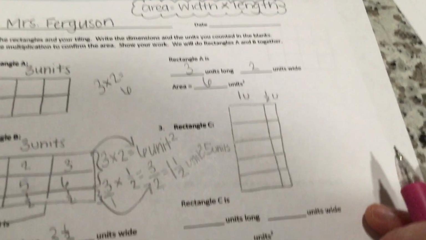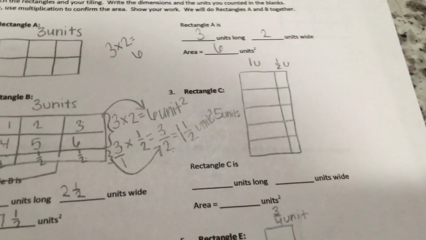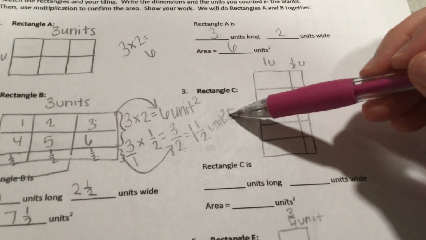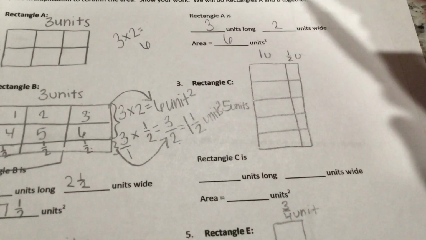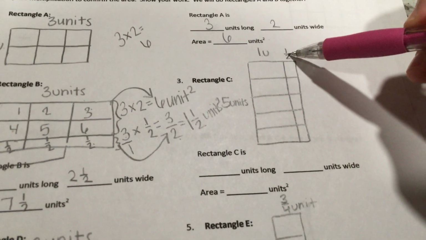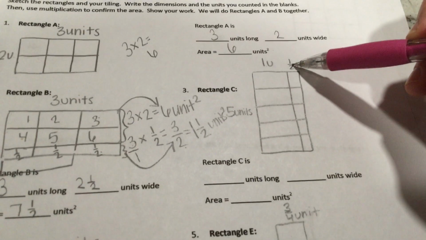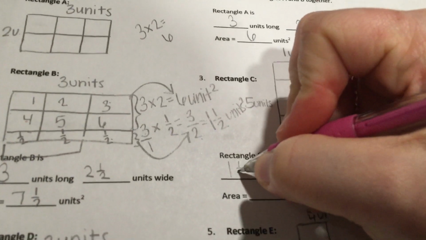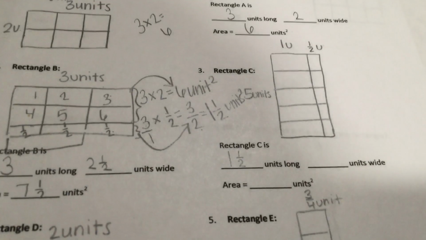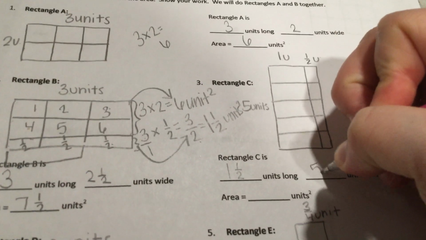All right, let's move on to the next one. This rectangle C is 5 units by 1 1/2 units. So in this case, it is 1 1/2 units long and 5 units wide. So same thing, I can go.